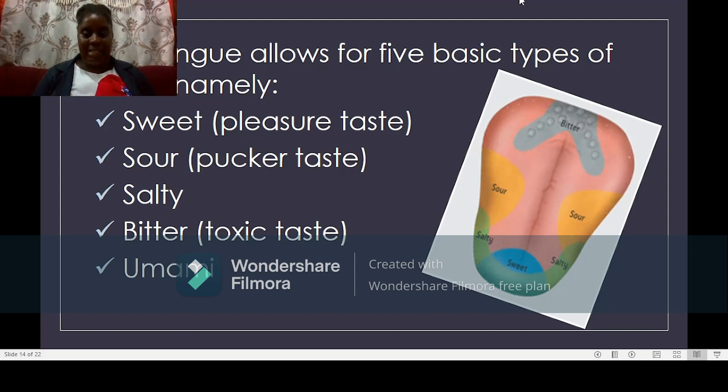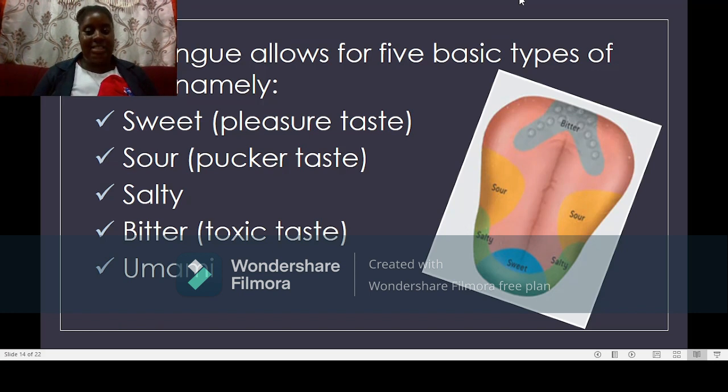And the umami taste is where we would have something savory or something fleshy like fish. Now I have a picture here showing you the tongue and the different parts of the tongue and what it tastes.